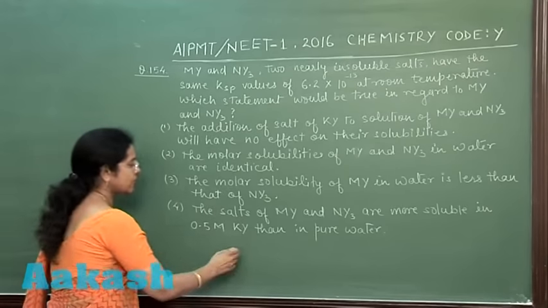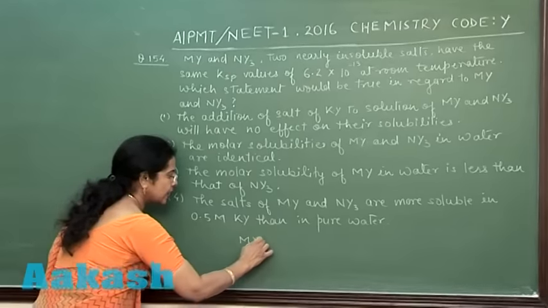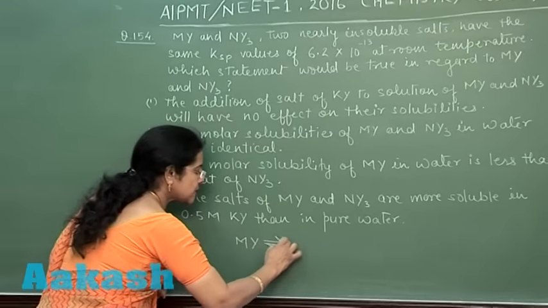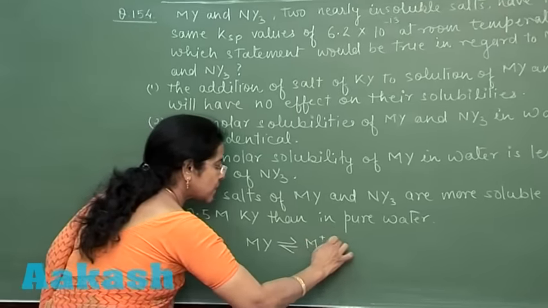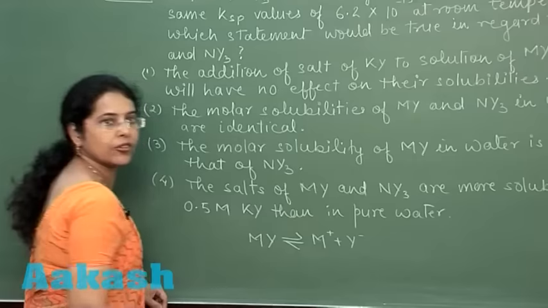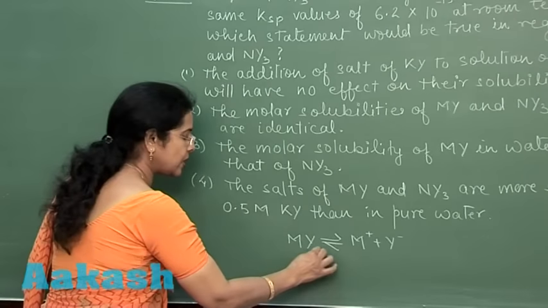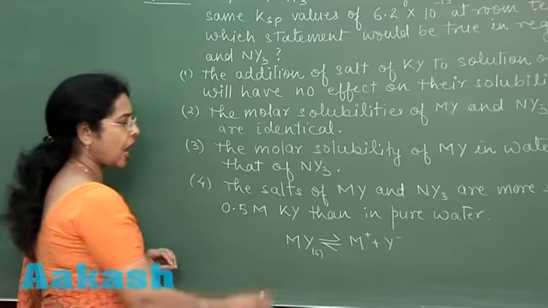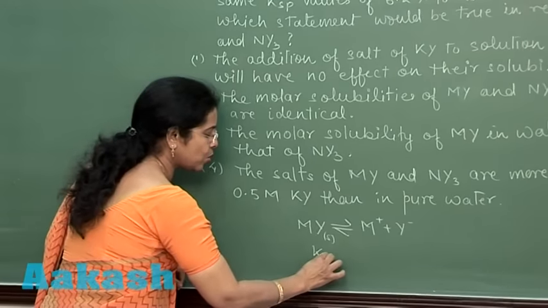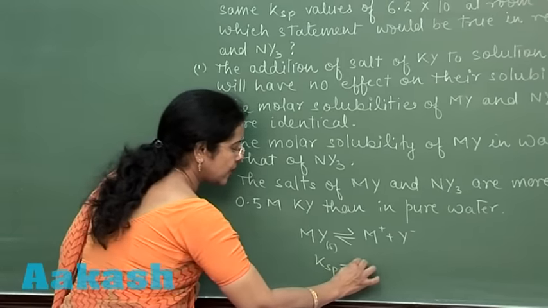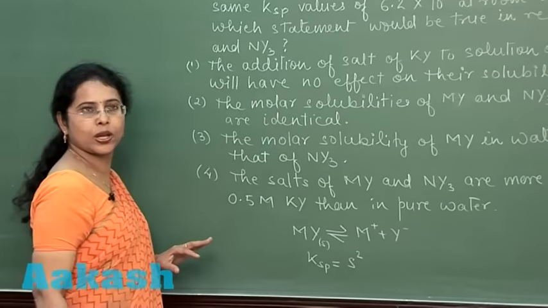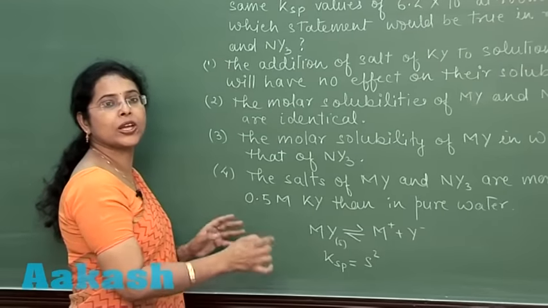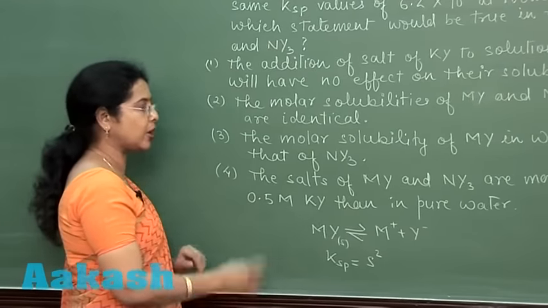The first salt given here is MY, which dissociates as M positive and Y negative. It means the given salt is a binary salt, and for any binary electrolyte, solubility product is equal to S square. So using the relationship, we can calculate solubility if required.